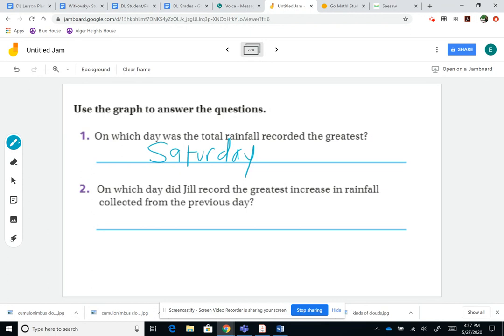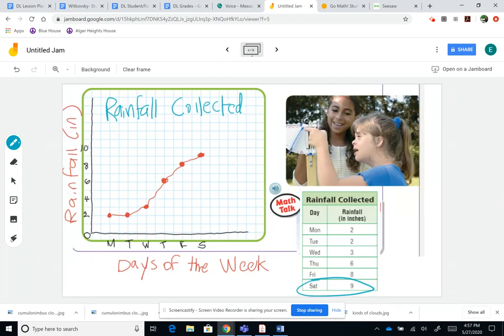And then number 2, on which day did Jill record the greatest increase in rainfall collected from the previous day? This is where you have to do your math, okay? So we're going to go from Monday to Tuesday was 0. It was 2 to 2. 2 minus 2 is 0.